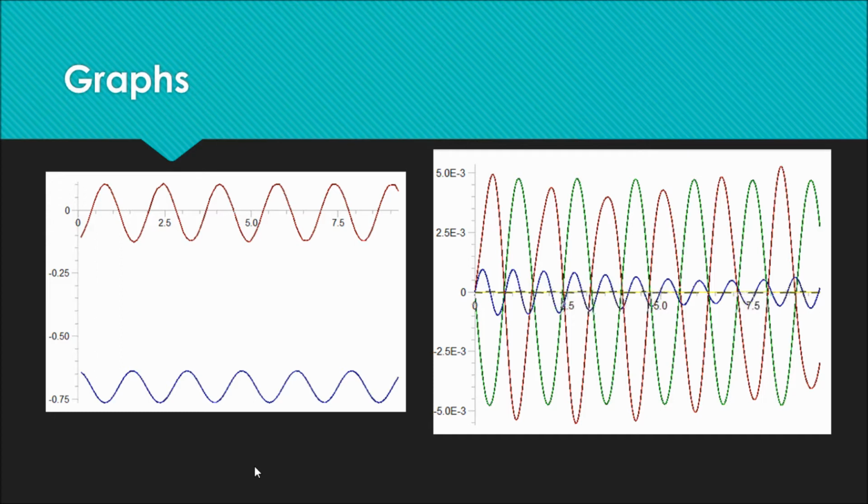The second graph shows the energies of the system. The gravitational potential energy is in green, the spring potential energy is in red, and the kinetic energy is in blue. All of these added up should equal 0, and they do, which is shown in yellow, which is the total energies.